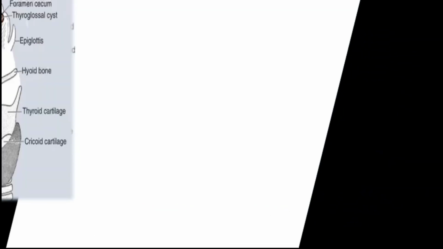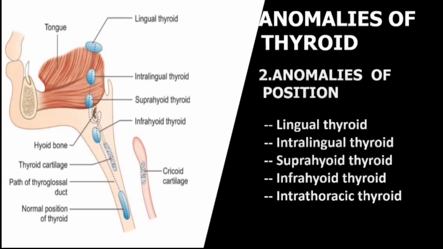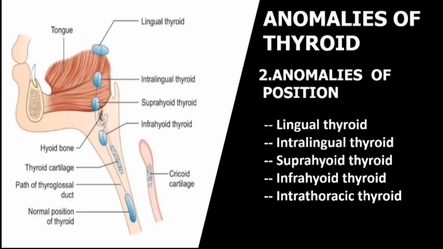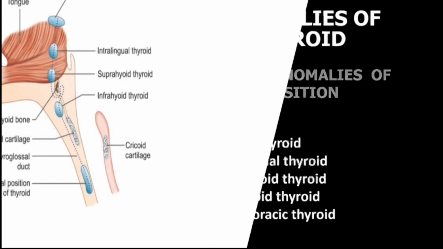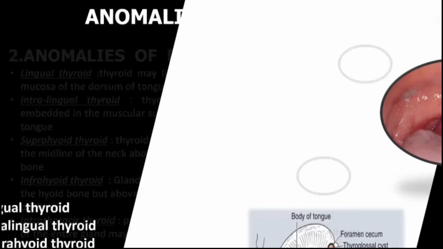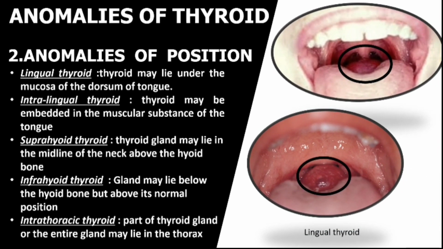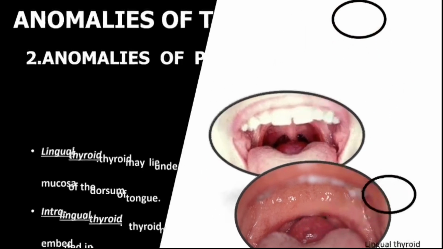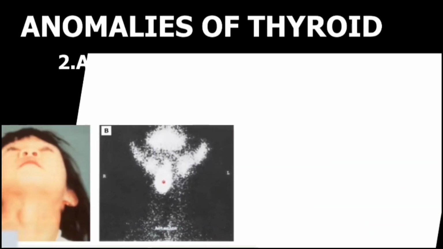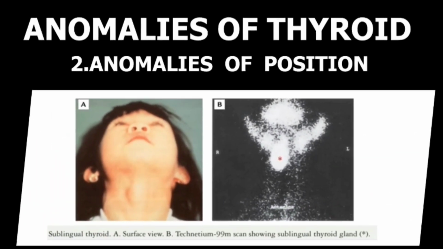Moving on, we have the anomalies related to the position. The thyroid tissue infrequently forms anywhere along the course of the thyroglossal duct. The most common abnormal site is the tongue, so it is termed as lingual thyroid. Others are intralingual thyroid, suprahyoid thyroid, infrahyoid, and intrathoracic thyroid. Talking about lingual thyroid, in which you can see the thyroid tissue is present in the tongue. This picture represents the sublingual thyroid.